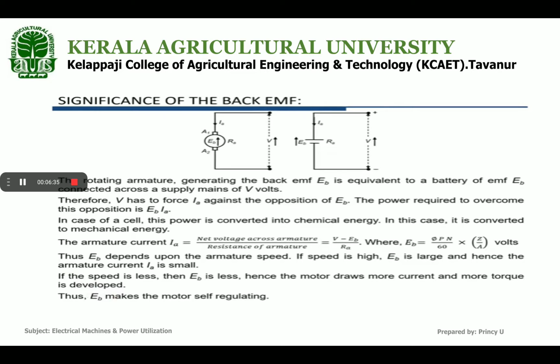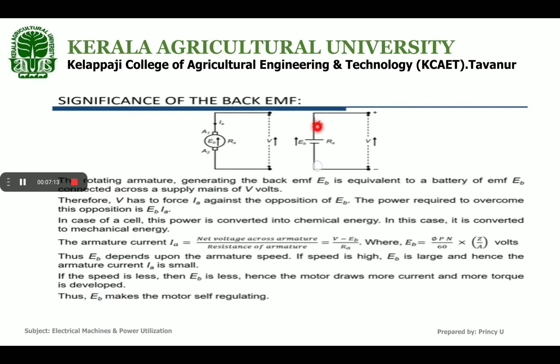And what is the significance of this back EMF which is produced in armature? എന്ന് നോക്കാം. So the rotating armature, we know that when armature starts rotating, an EMF is induced in the armature winding by cutting the main flux. So the generated EMF is known as back EMF, and it is equivalent to a battery of EMF EB. നമുക്ക് ഈ EB നെ എങ്ങനെ റെപ്രസെന്റ് ചെയ്യാം? അതായത് just as a cell or battery, which is directly opposite to the direction of input voltage connected across the supply mains of V.